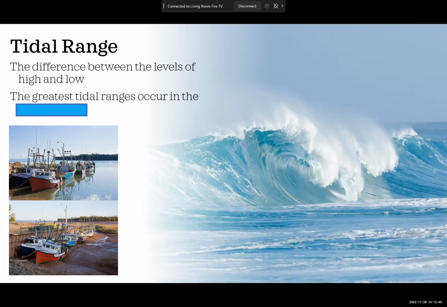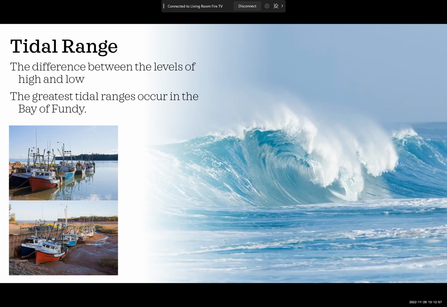Okay, so tidal range. The difference between the levels of high and low tide is your tidal range. The greatest tidal ranges in the world. Do we know where they are? Anybody know? The Bay of Fundy. It's the Bay of Fundy. Very cool. Where's the Bay of Fundy? Do you know?